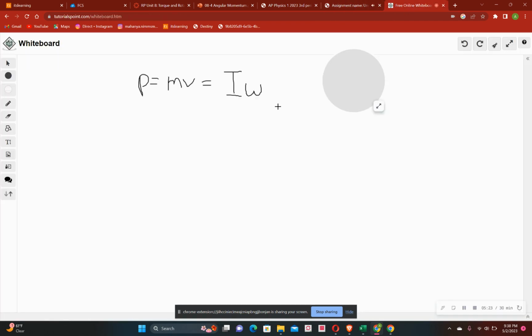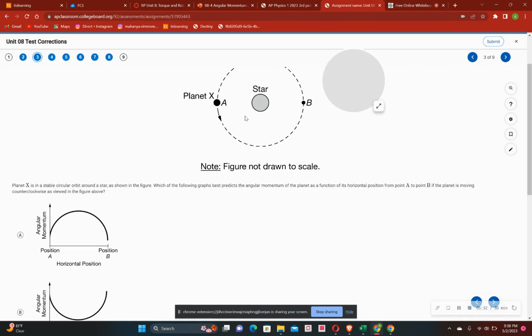Actually, one thing I forgot to point out, I is the same, but like I said about I earlier, it's some constant times mr squared. Now, when we look here, we know that when we're talking about planets, like the circular planet, it's not usually a perfect circle, right?